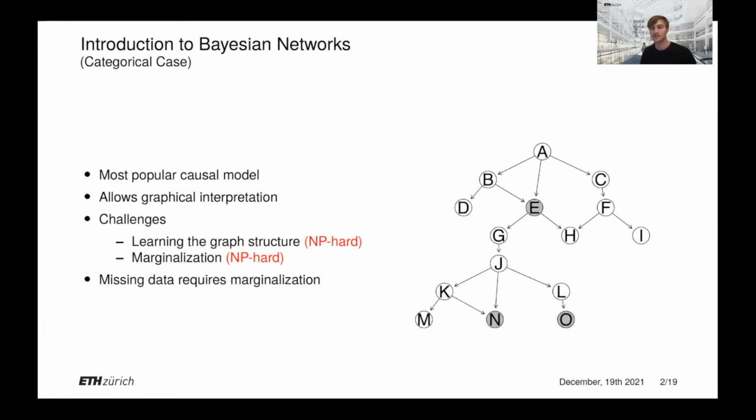Now, that essentially motivates the second big problem, which is marginalization. So marginalization essentially means calculating the probability of a subset of variables. So in missing data, you need to marginalize, and marginalization itself is also an NP-hard problem, meaning that in the high-dimensional settings that we can now apply Bayesian networks on, that is computationally challenging.